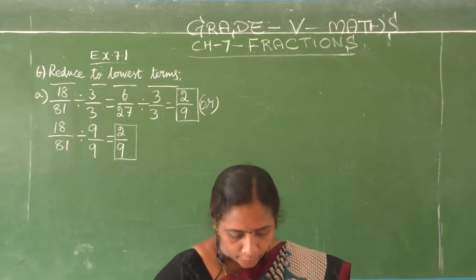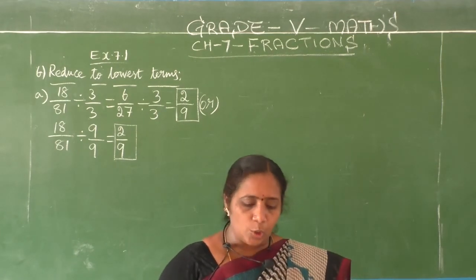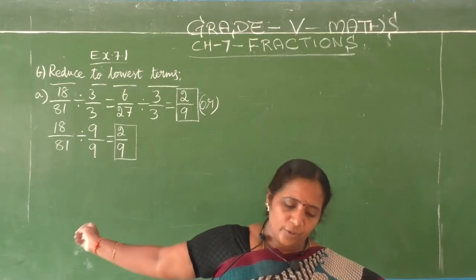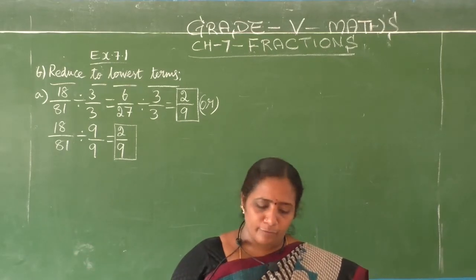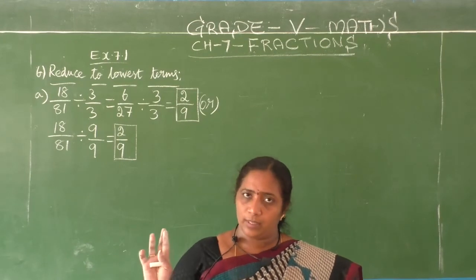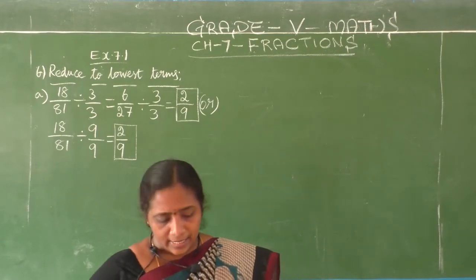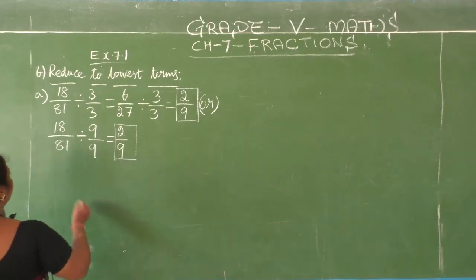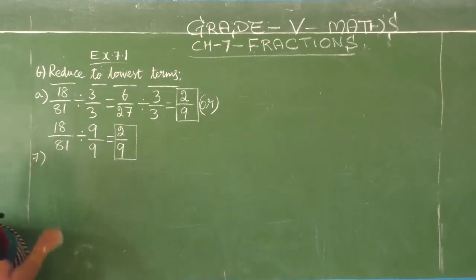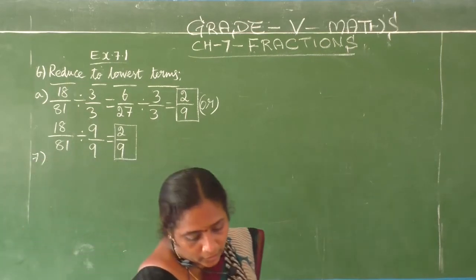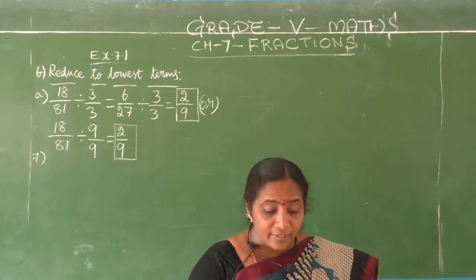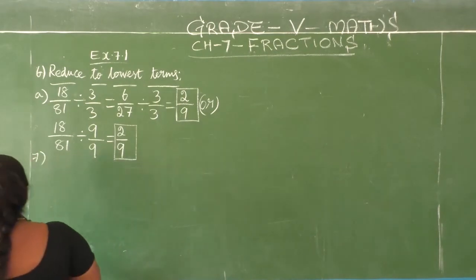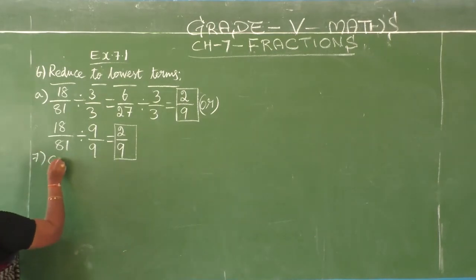Then we go to the 7th Roman. In this Roman also they gave 5 sums. I work out one sum. You can do 2 sums, that's enough. No need to work out all the sums. 3 sums is enough in the 6th Roman. Then we go to the 7th Roman. What is the 7th Roman? Convert into improper fractions.